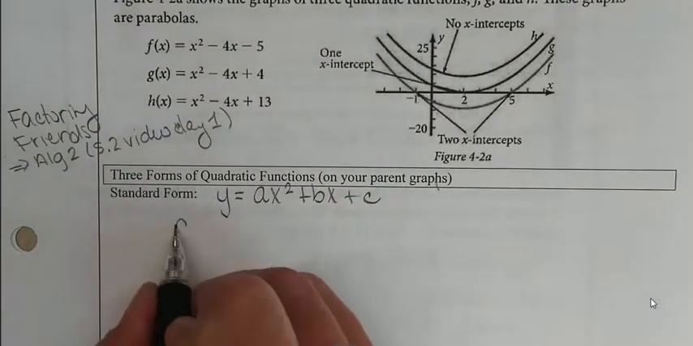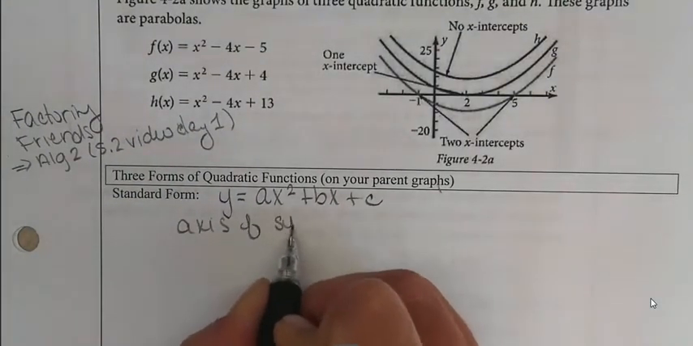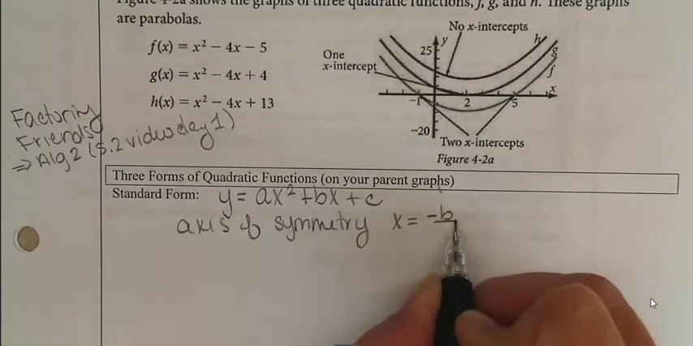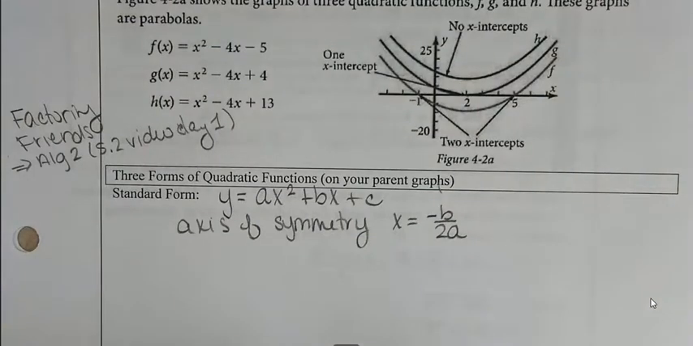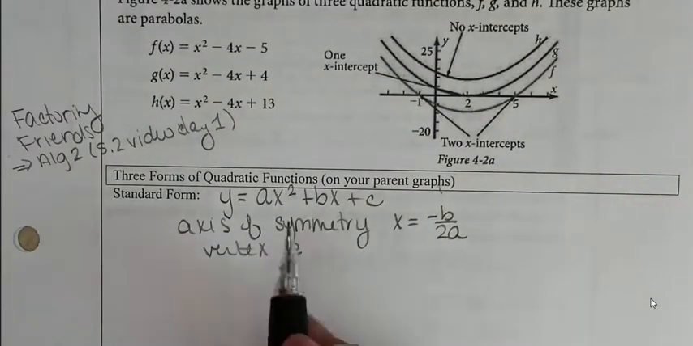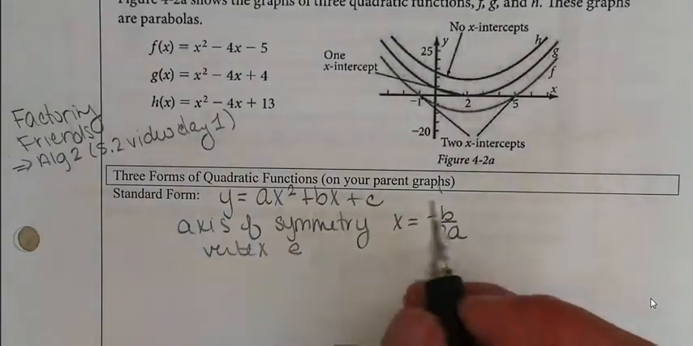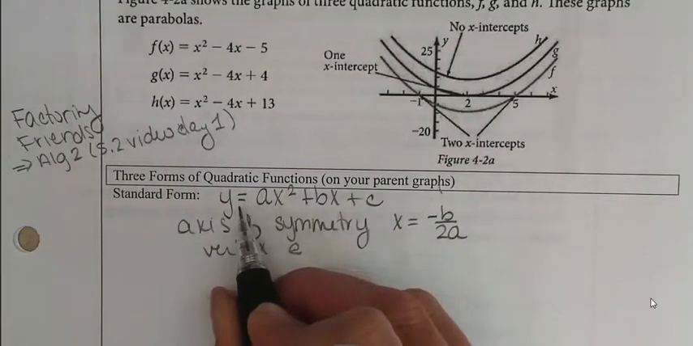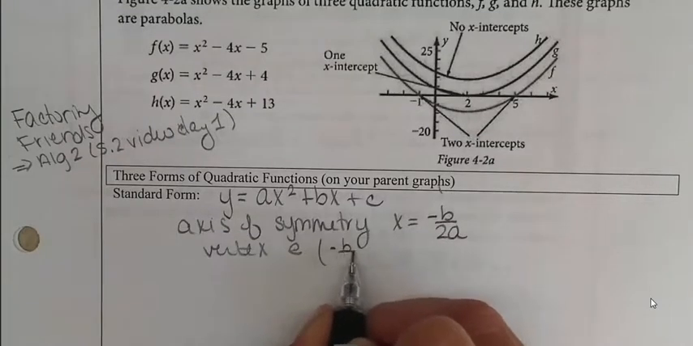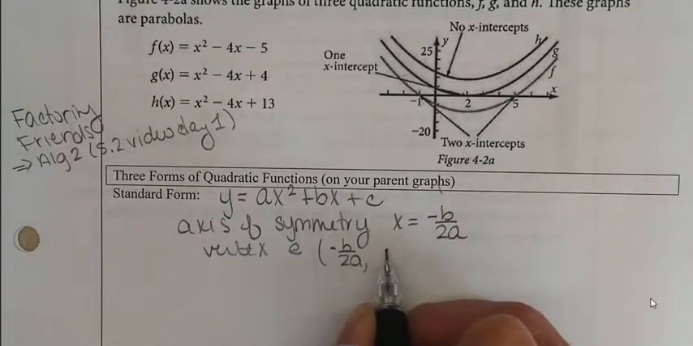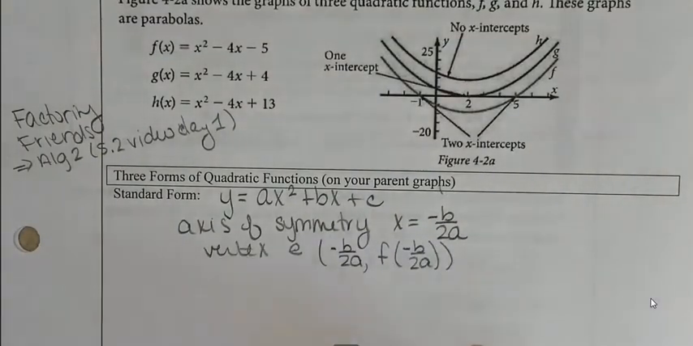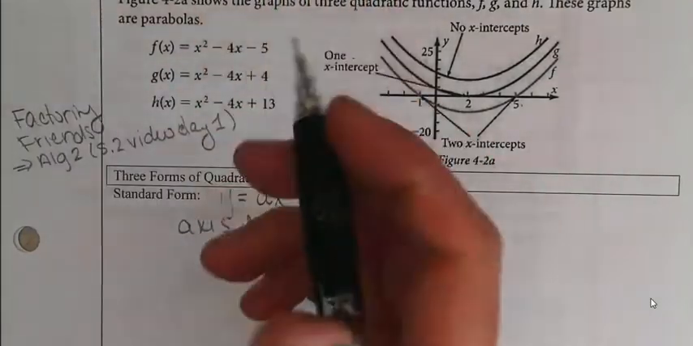Your axis of symmetry in standard form can be found by setting x equal to negative b over 2a, which then means that your vertex can be found, if you don't want to turn this into vertex form, by basically plugging that into the original equation and getting your y. So your vertex is at negative b over 2a, comma, f of negative b over 2a. Which I guess would be more clear if I'd called this maybe f of x.